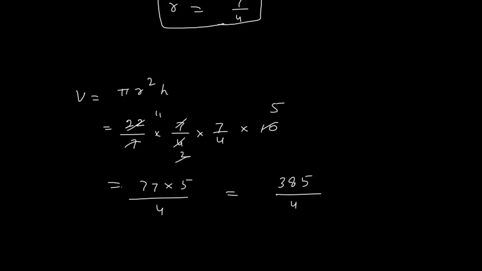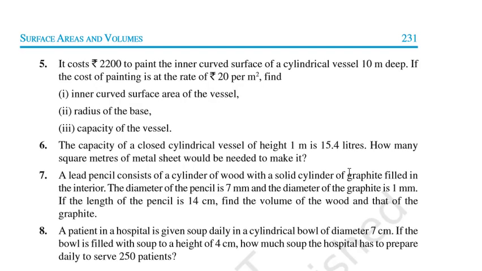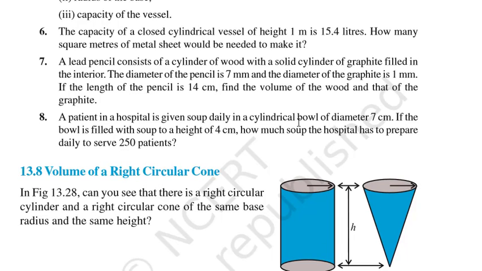divided by 4. So I will get 96.25 meter cube is the volume. 96.25 meter cube. So this is the capacity of the vessel.